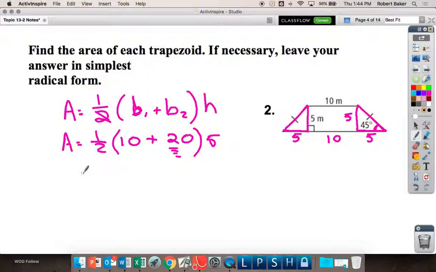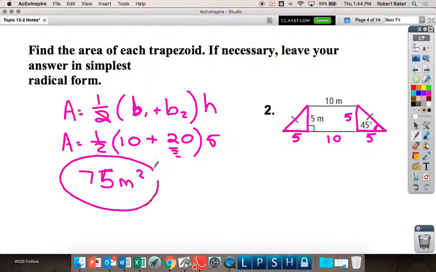I'm going to do this in my head. I think it's 75. Come on, computer, you can do it. Do that in my head, am I right? 75. Yes, nailed it. 75 square meters. If you type in 1/2 times 10 plus 20 times 5, it should give you 75. Yeah? So just a little bit of extra math over here to make you guys earn it.